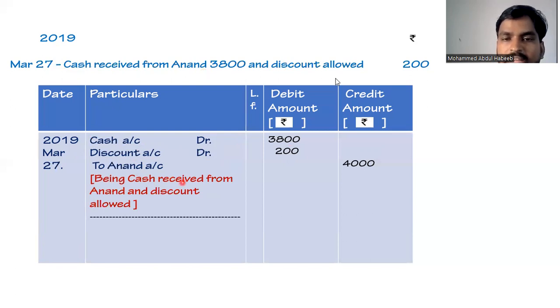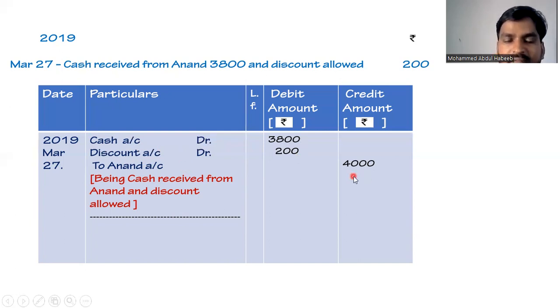And discount allowed. We are allowing him a discount of 200 rupees. So discount, as per the rules of nominal account, debit all expenses and losses. This time, as we are allowing discount, it is a loss to the business, so discount will be debited. So the general entry becomes cash account debit 3,800, discount account debit 200, to Anand account 4,000. 3,800 plus 200 becomes 4,000.